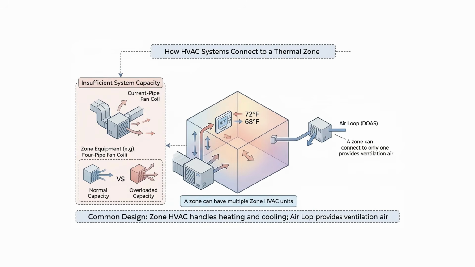One more detail to keep in mind is how systems connect to zones. A single thermal zone can have multiple pieces of zone HVAC equipment, but it can only be connected to one air loop system. A common design strategy is to use zone equipment, such as a 4-pipe fan coil unit, to handle heating and cooling inside a zone, while using an air loop to model a dedicated outdoor air system, which supplies fresh ventilation air to the building. As you continue working with OpenStudio, these different system configurations and modeling choices will become clearer through practical examples and exercises.